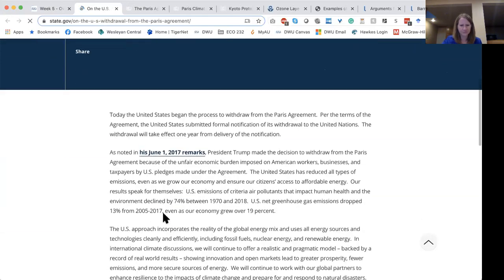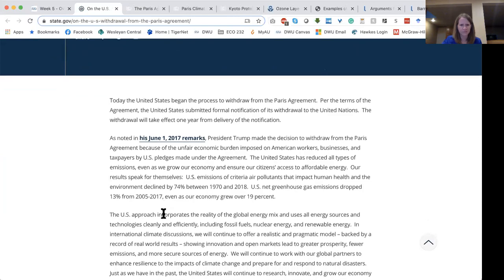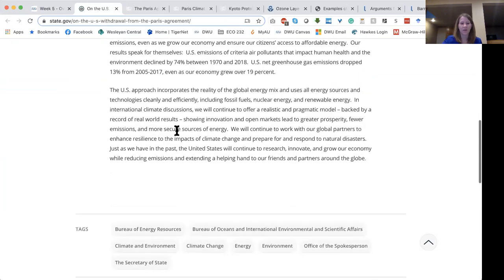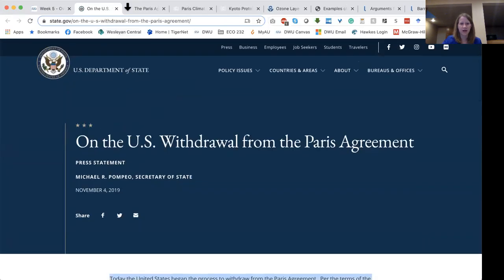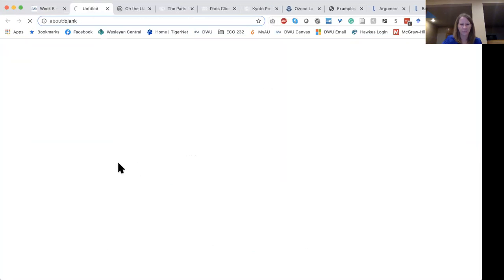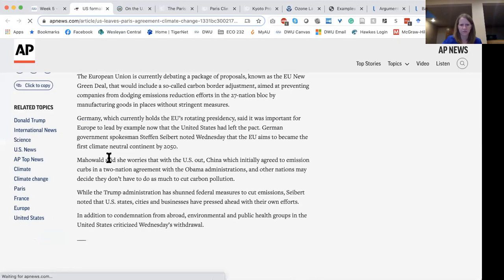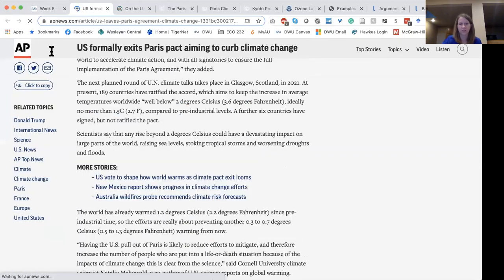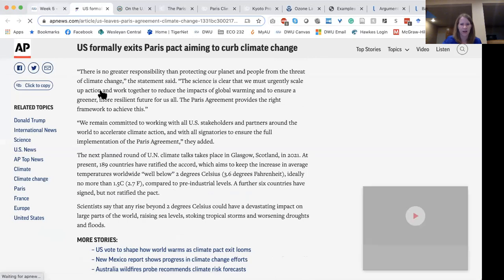So, yes, a year ago they began the process. So that's what the State Department says there. And then here are 2 articles from the Associated Press, pretty short, not too long articles about the US formally exiting the Paris Pact, and then one from Forbes as well.